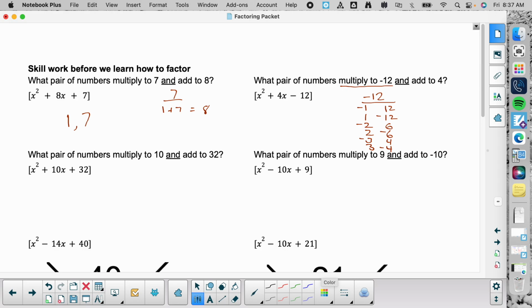Now, once you find the pairs, you're looking for the pair that will add up to positive 4. I don't know if you guys can do that in your head or not, probably. Negative 2 and 6. So we're just going to circle that pair, because that's how we're going to use it when we get to the problems.